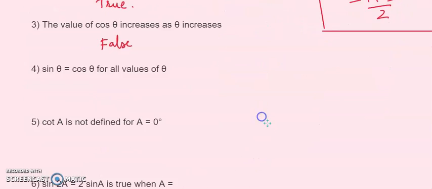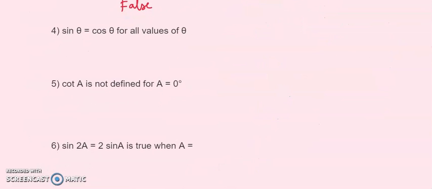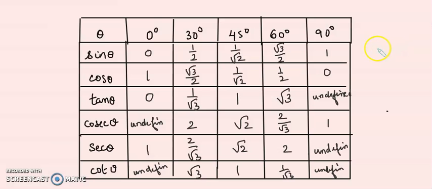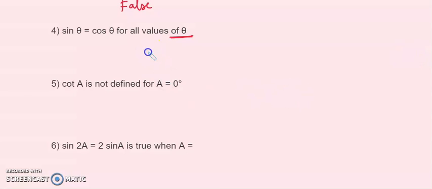Okay. Next, sine theta and cos theta are equal for all values of theta. No, it's false. Why? Again, we can go back to the table and check. Cos 0 and sine 0, they are not equal. Cos 30 and sine 30, they are not equal. Cos 45 and sine 45, that's the only angle for which they are equal, right? So only when theta is 45, this is true. Otherwise, it's not true. So we'll say it's a false statement.